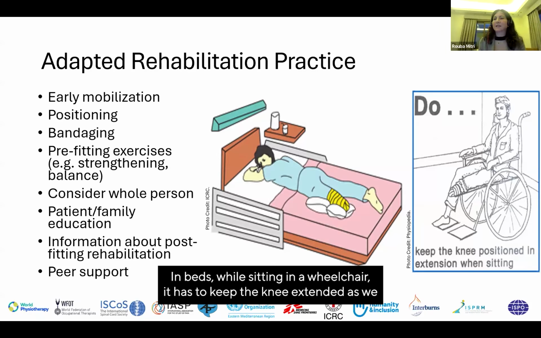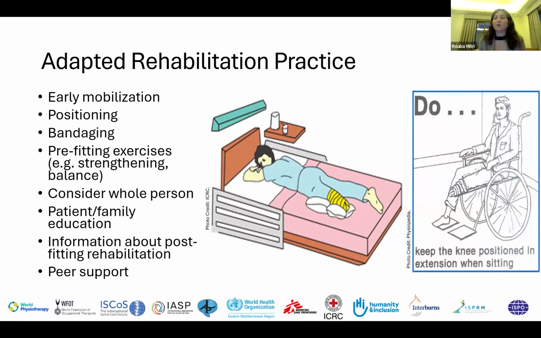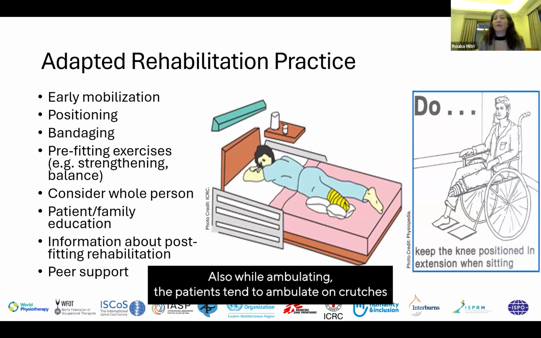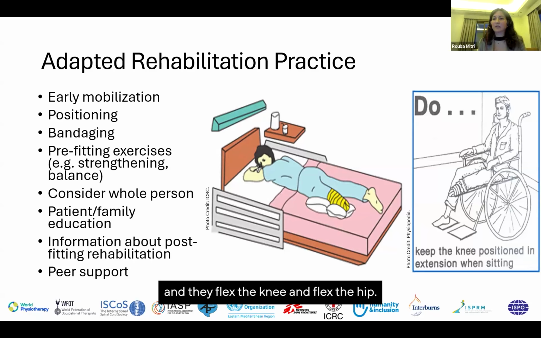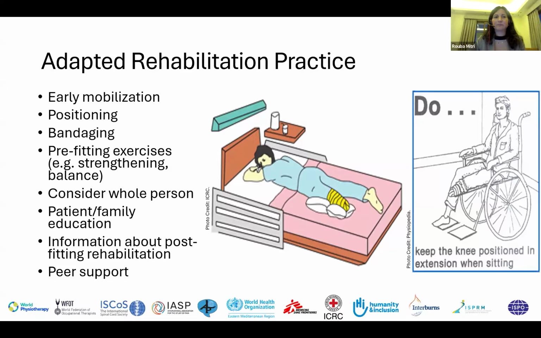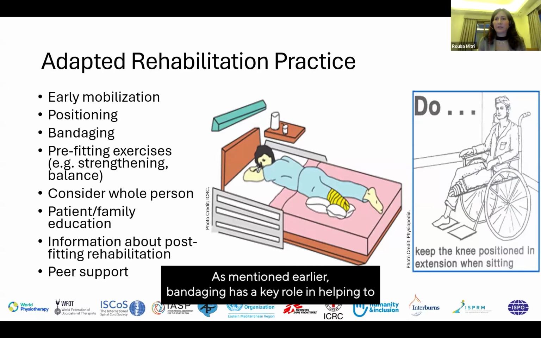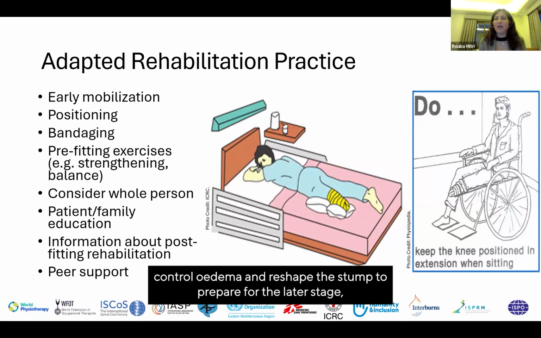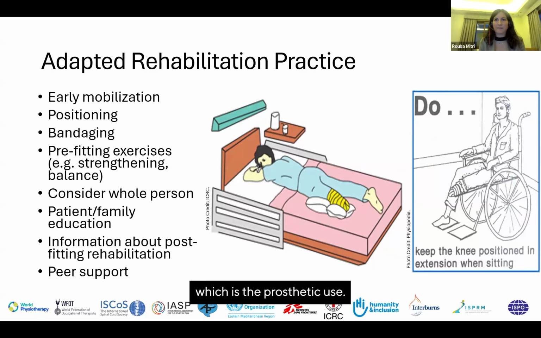In bed, while sitting in a wheelchair, he has to keep the knee extended, as you can see in the photo. Also, while ambulating, the patients tend to ambulate on crutches, and they flex the knee and flex the hip. It's like the resting position. So all these things should be taken into consideration to prevent contractures and deformities. As mentioned earlier, bandaging has a key role in helping to control edema and reshape the stump to prepare for the later stage, which is the prosthetic use.